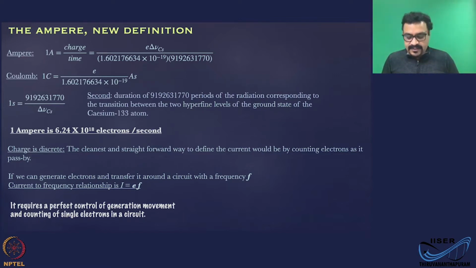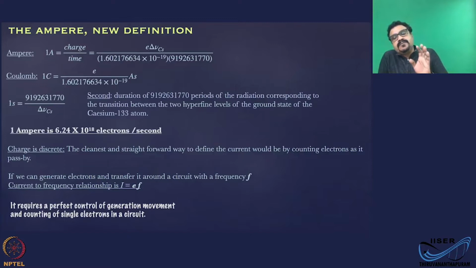The point here is that this is the number of electrons per second. That means this is the frequency at which electrons need to pass through a circuit to say that 1 ampere of current is flowing. So this is nothing but a frequency number.